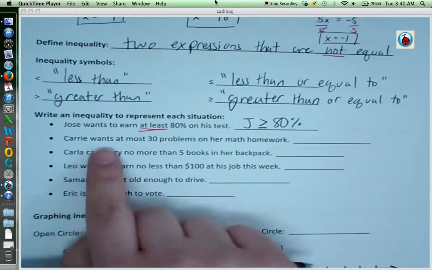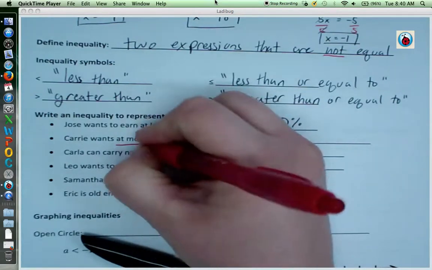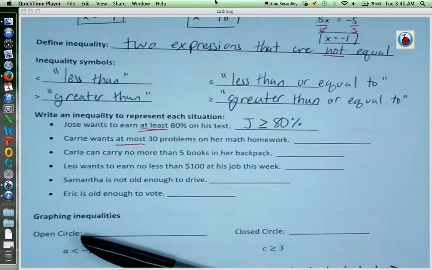Carrie wants at most 30 problems on her math homework. So think about at most 30 problems. Would she be happy with 34 problems? Would she be happy with 25 problems? Would she be happy with 30 problems?